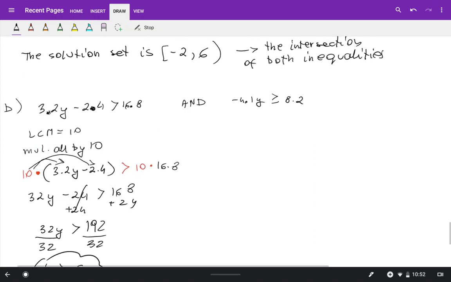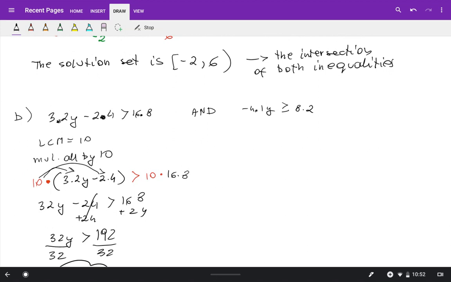Now I'm going to solve the second inequality. So the same thing, I don't want to deal with decimals. And also this is easy to solve, but I want to review. The lowest common multiple for decimals, since both of them have only one number after the decimal, will be 10. So I'm going to multiply all by 10, the same thing. 10 times the left side, which is negative 4.1y, of the inequality, greater than or equal to 10 times the right side of the inequality, which is 8.2. And that will give us negative 41y greater than or equal to 82.